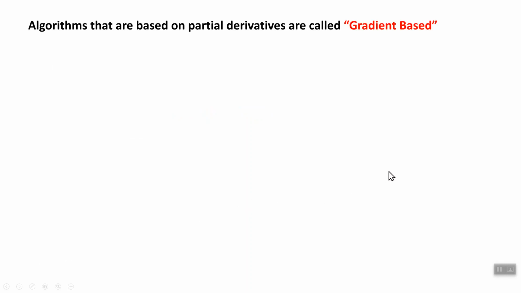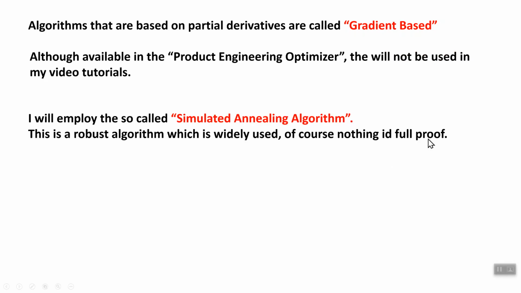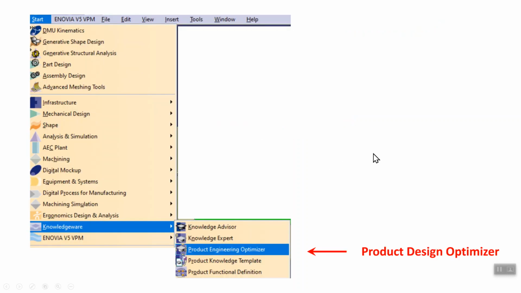Now, these algorithms are called gradient-based methods, because they involve finding derivatives or partial derivatives. They are available in the Product Engineering Optimizer, but I will not use it in my video segments, because there is a different algorithm, which does not actually find these derivatives, and it's called the simulated annealing algorithm. It's a robust algorithm that is widely used. Of course, nothing is foolproof. It works in many cases, but there are types of problems where it may not completely work.